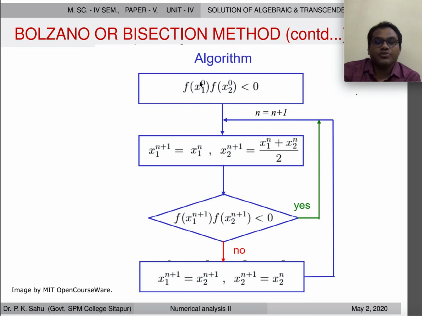Suppose we have started with x1 0 and x2 0. If f of x1 0 into f of x2 0 is less than 0, then x1 n plus 1 is denoted as x1 n, and x2 n plus 1 is denoted as the midpoint of x1 and x2. Now, if it is less than 0, proceed. If it is greater than 0, choose x1 n plus 1 as x2 n, then continue. In this way we have to proceed. Now the question arises, after how many steps do we have to stop? Where do we stop?